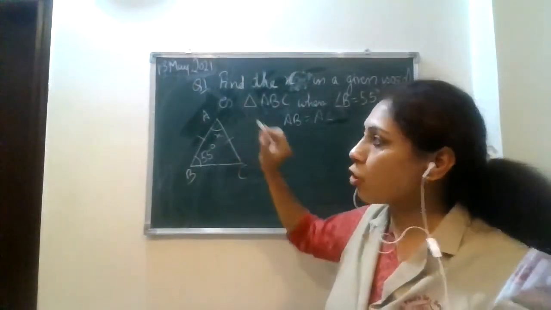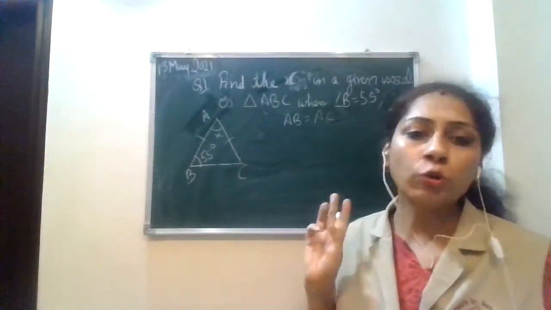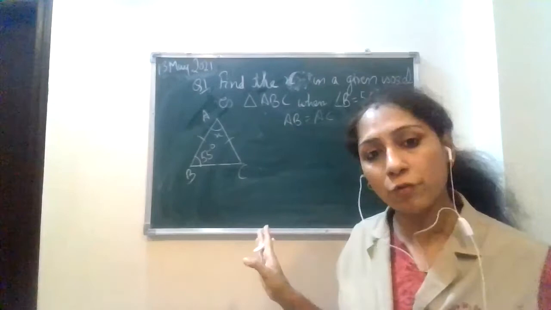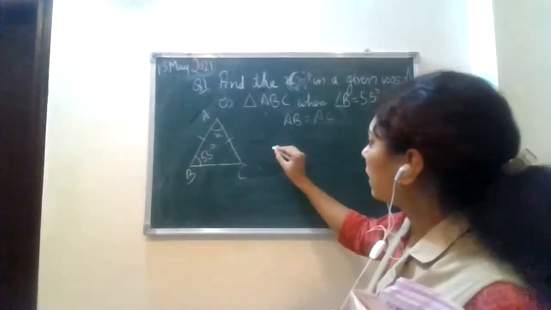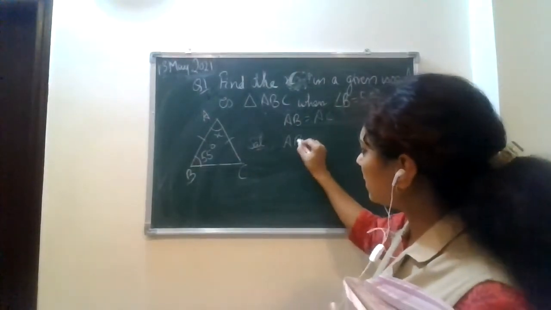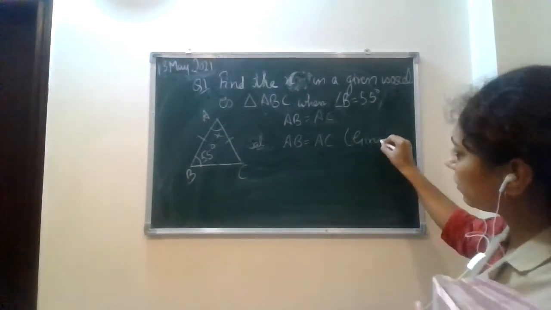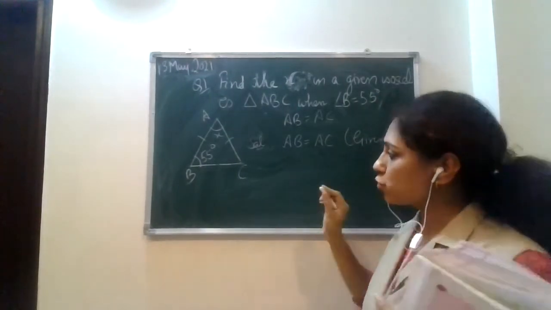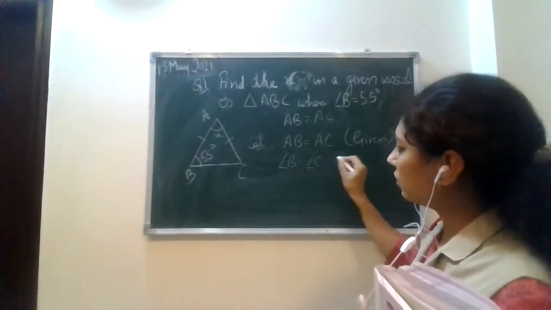Now you will say how I'm going to find the X if only one angle is given. You know the two properties are going to be applied in this kind of question. See here, how am I going to solve it? Now, solution. I'm going to write AB is equal to AC, which is given in the question, right? Now AB is equal to AC, therefore angle B is equal to angle C.